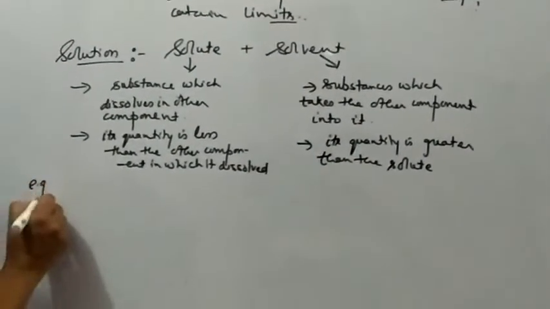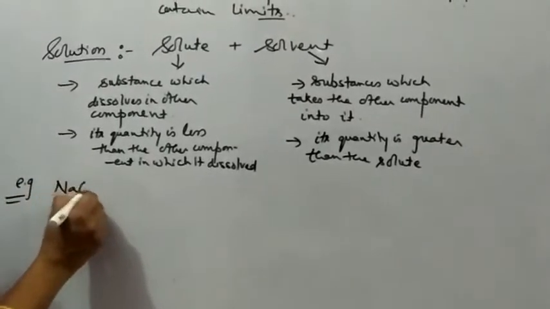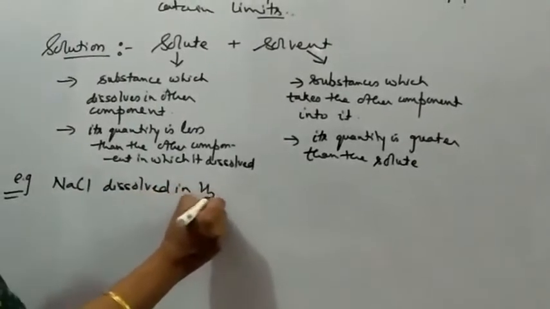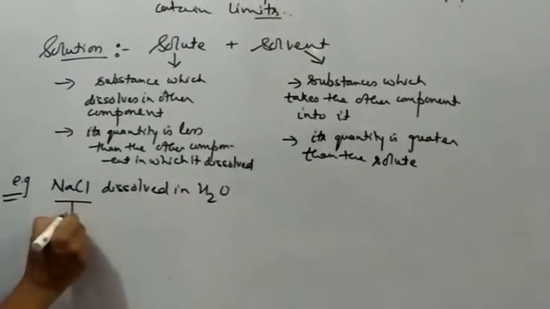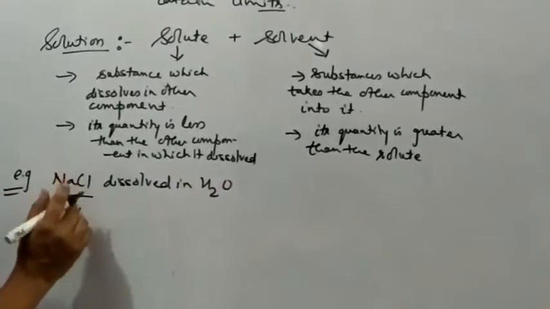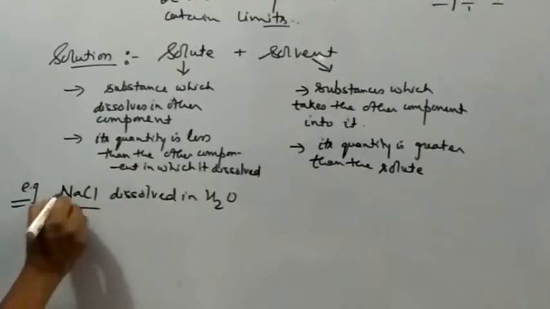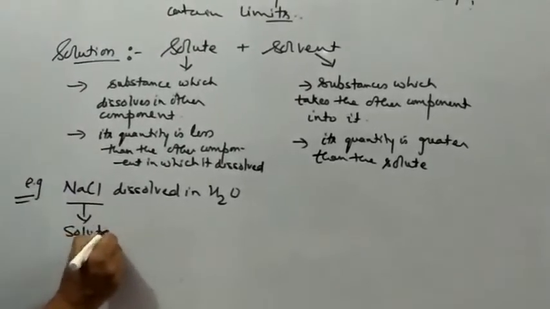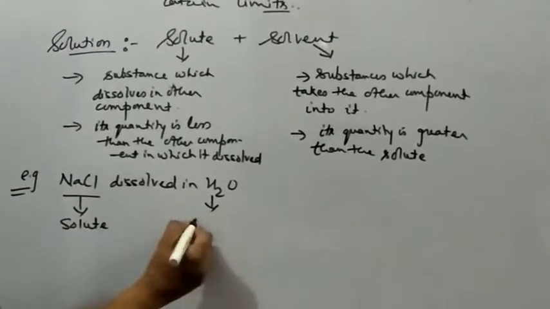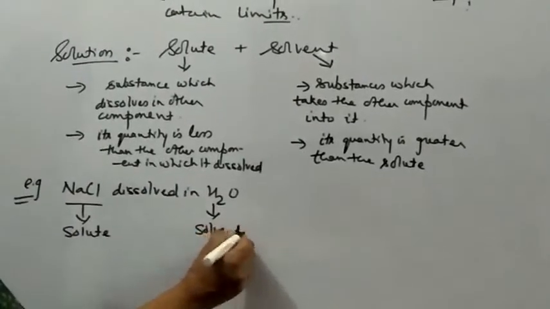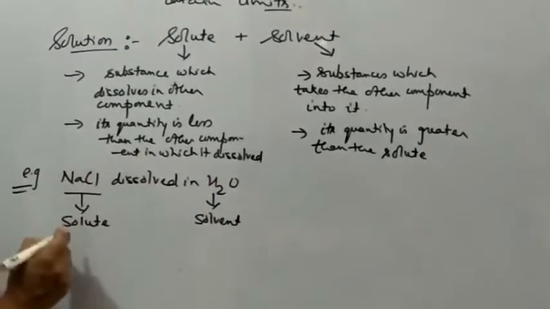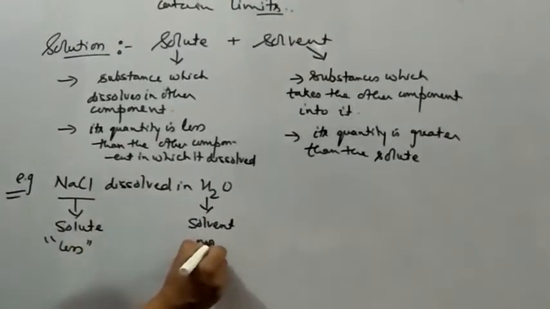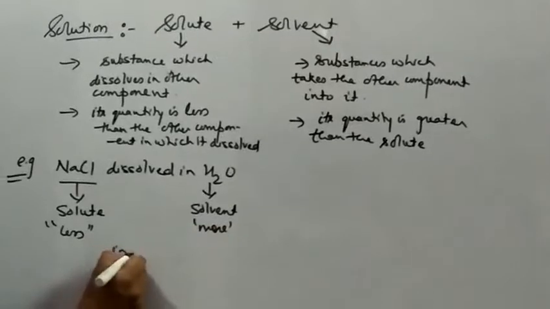Now here we take a simple example, when NaCl is dissolved in water. Now here you can identify that sodium chloride, or NaCl, is getting dissolved in water. So since it is getting dissolved in the other component, this is known as the solute, and water is going to accept that NaCl, so it is the solvent, right. Now compared to water, the NaCl quantity will always be less, and the water will always be more in quantity.